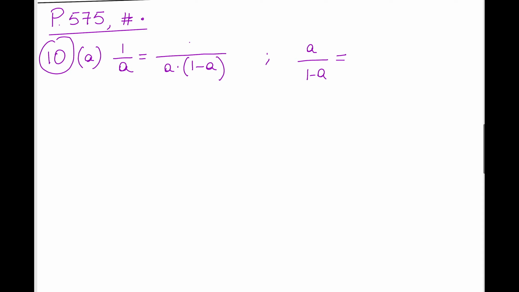I'm gonna rewrite each one of them as something over the product of the denominators, A times 1 minus A. Well, something over A times 1 minus A should be 1 over A. In other words, what did I multiply A with to get A times 1 minus A? We multiply by 1 minus A downstairs, so we have to do it also upstairs to preserve the value of the quotient.